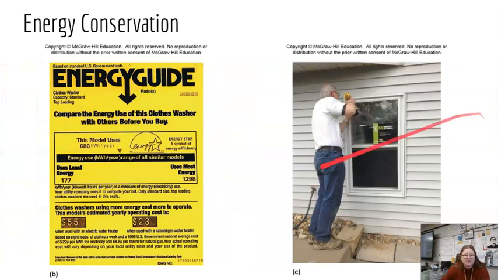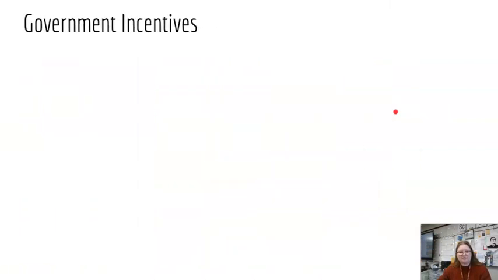So again, with energy conservation, we have these energy guides. Take a look next time you're at the store and you see appliances or TVs, anything like that, and compare. Other energy conservation techniques are in the home designs that we have. Double paned windows help keep the outside hot or cold air outside and the inside temperature more regulated, so you don't have to run the heat or the air conditioning as much.